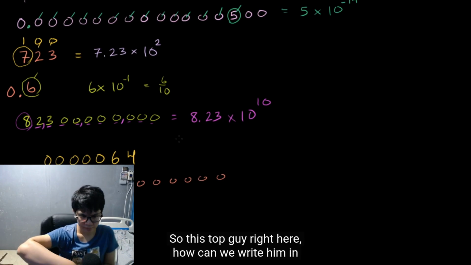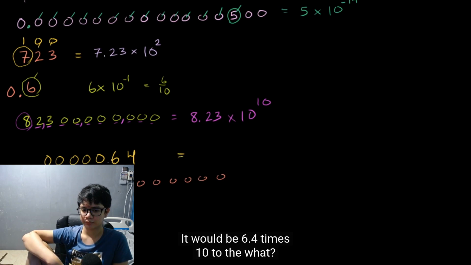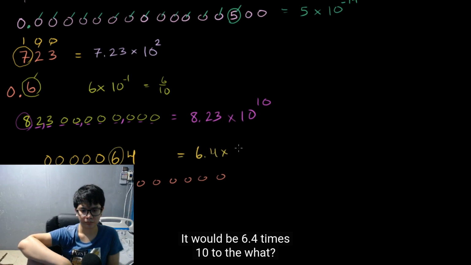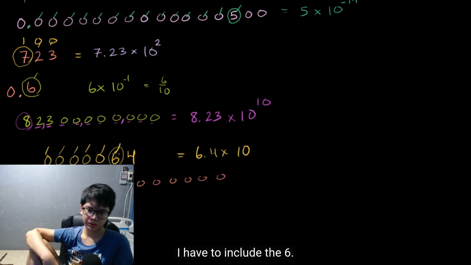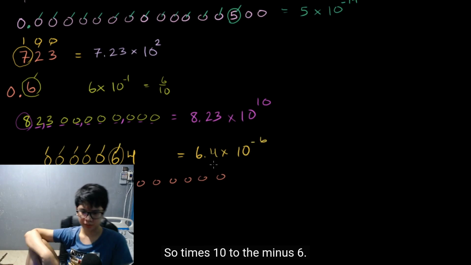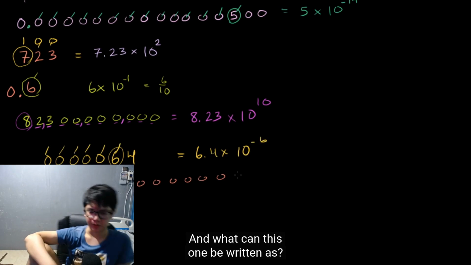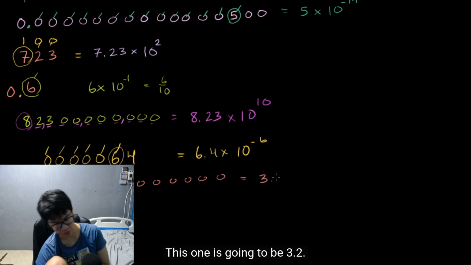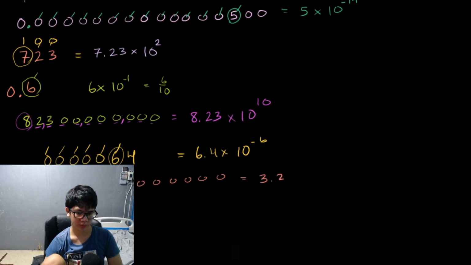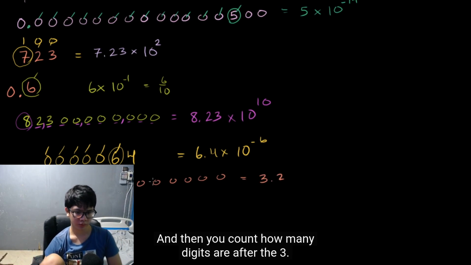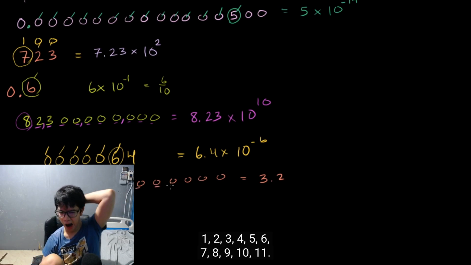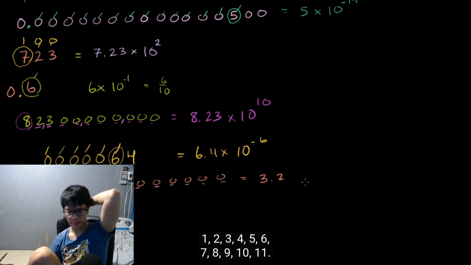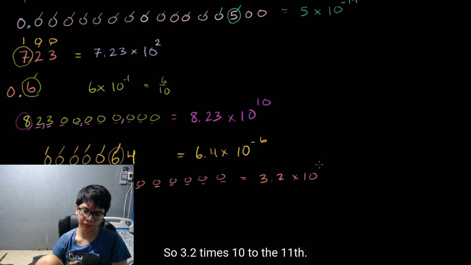So this top guy right here, how can we write him in scientific notation? It would be 6.4 times 10 to the what? 1, 2, 3, 4, 5, 6. I have to include the 6. So times 10 to the minus 6. And what can this one be written as? This one is going to be 3.2, right? 3.2. And then you count how many digits are after the 3. 1, 2, 3, 4, 5, 6, 7, 8, 9, 10, 11. So 3.2 times 10 to the 11.